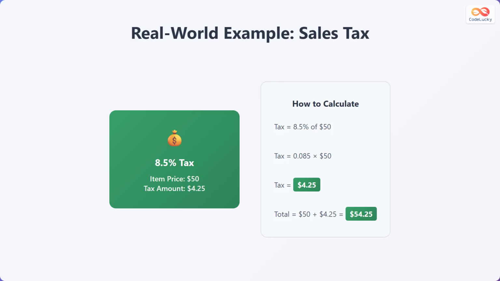Another real-world example is sales tax. Imagine an item has an 8.5% sales tax, and the item price is $50. The tax amount will be $4.25. To calculate this, you find 8.5% of $50, which is 0.085 times $50, giving you a tax of $4.25. The total cost is $50 plus $4.25, which equals $54.25.